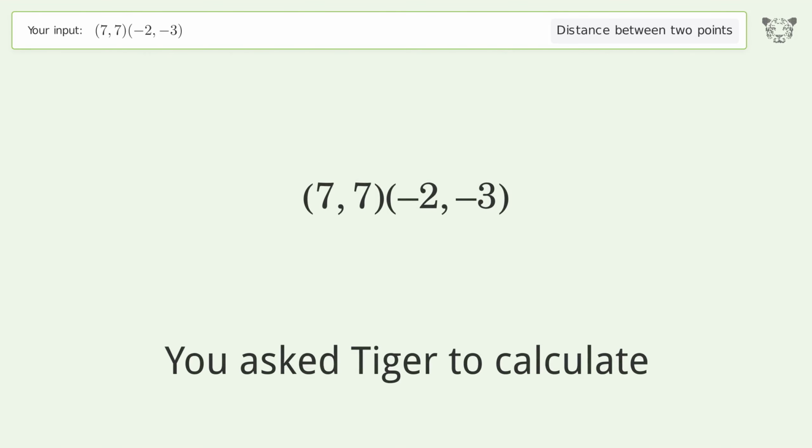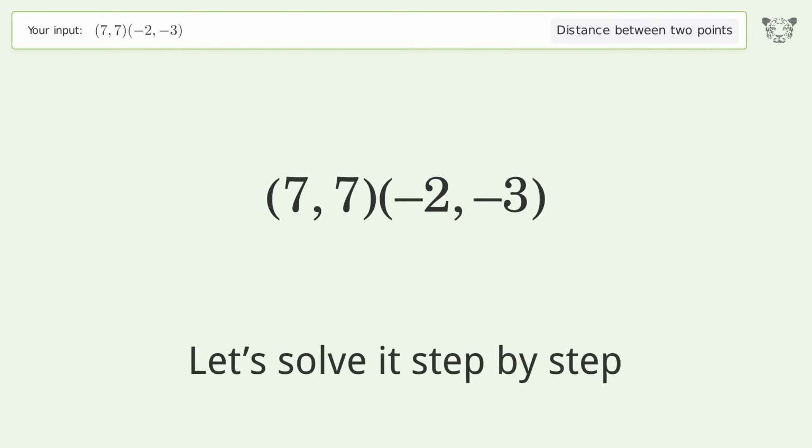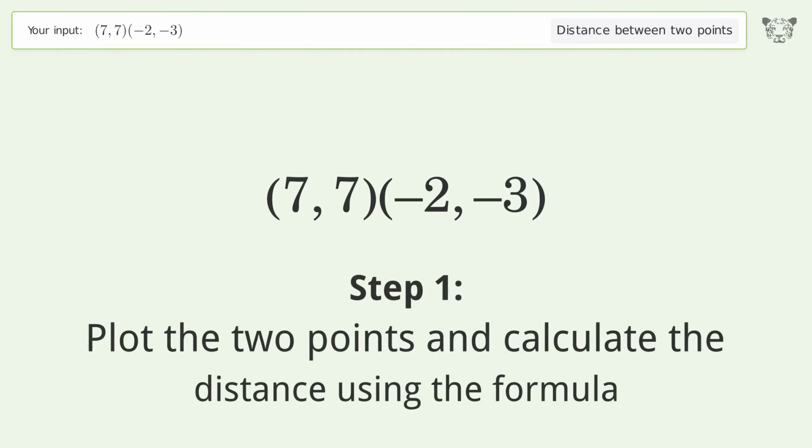You ask Tiger to calculate. This deals with the distance between 2 points. The distance between the 2 points is the square root of 181, or 13.454. Let's solve it step by step. Plot the 2 points and calculate the distance using the formula.